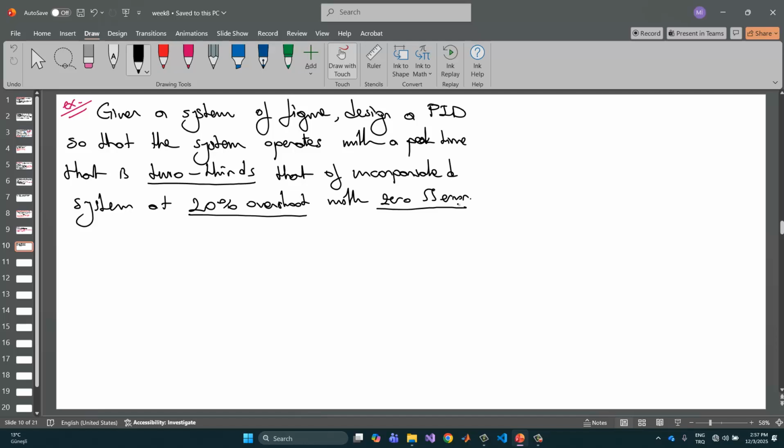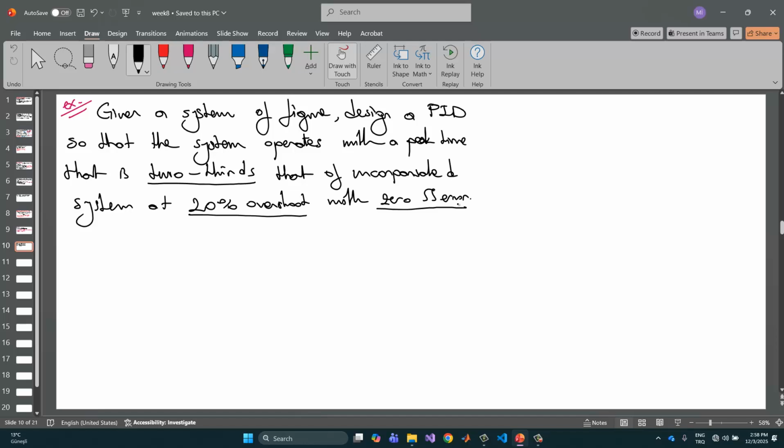We have three conditions. For example, if a peak time is equal to 3, so we need to reduce it to 1, or 2 divided by 3 times our peak time. And also we need to satisfy the 20% overshoot in here, and also we should give the 0 steady state error. Okay, do you understand that?